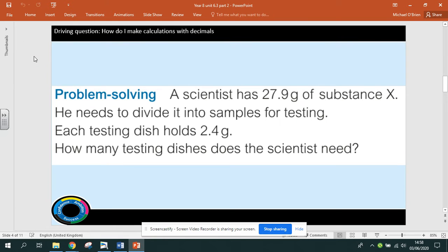Problem solving. So we've got some words. A scientist has 27.9 grams of substance X. He needs to divide it into samples for testing. Each testing dish holds 2.4 grams. How many testing dishes does the scientist need?